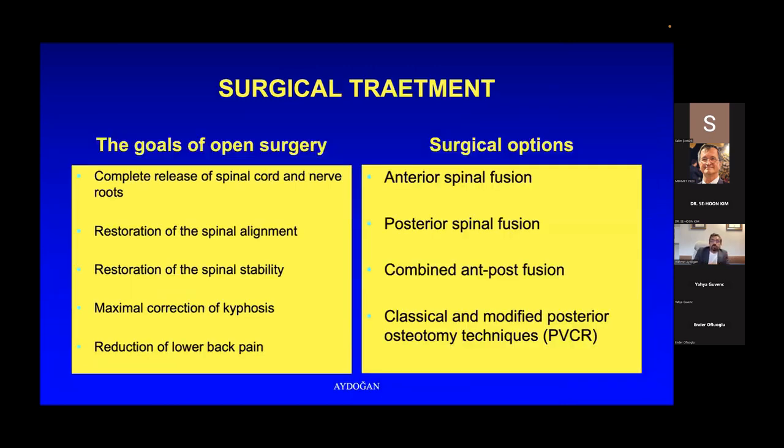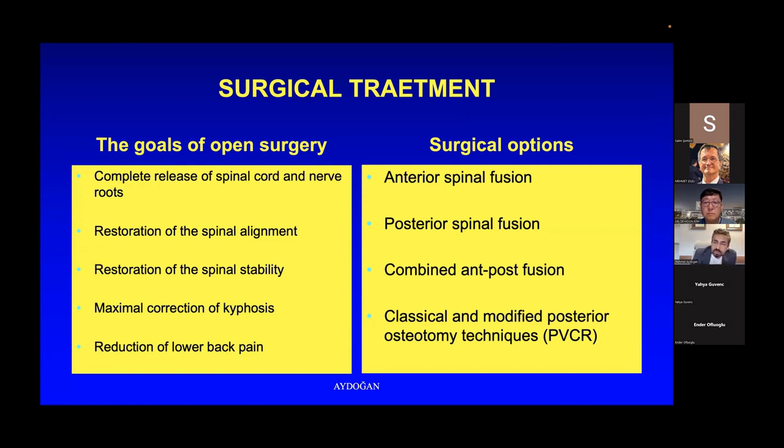So the goals of open surgery are like every other spine surgery. We need complete release of the spinal cord and the nerve roots, and we have to restore the spinal alignment, and we have to restore the spinal stability. So we have to do maximal correction of kyphosis, and we have to reduce the patient's back pain.